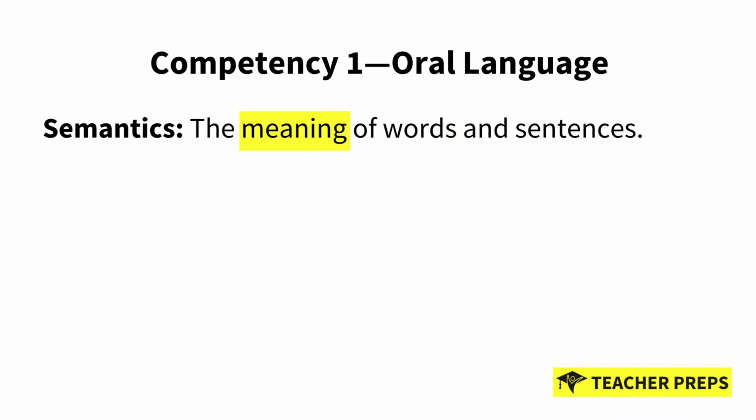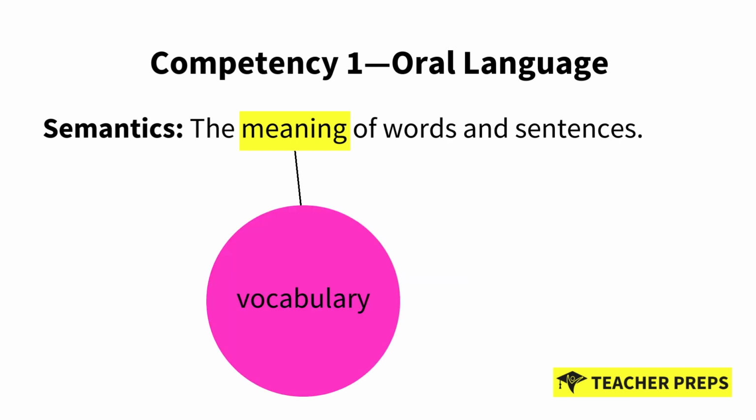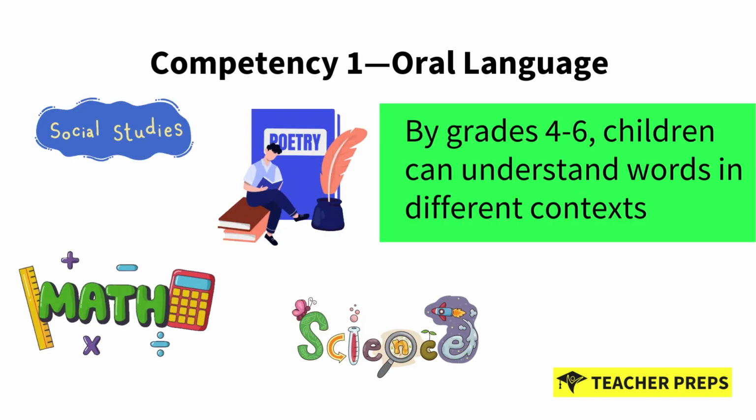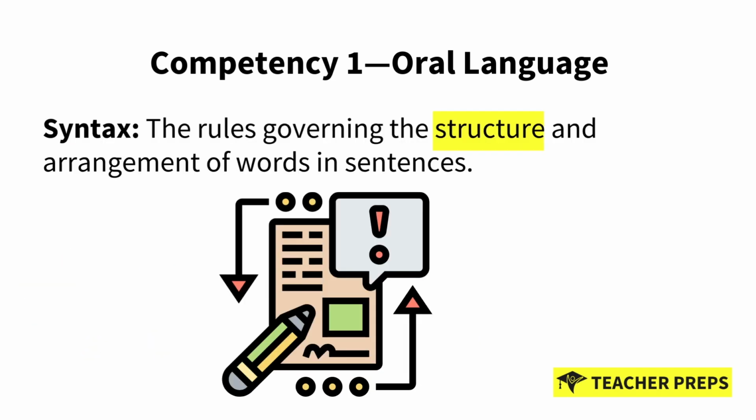Semantics deals with the meaning of words and sentences. The key word here, understanding the meaning, comes from a child's ability to understand vocabulary. By grades 4 through 6, children can understand words in different contexts, comprehend expressions, and recognize multiple meanings of words.